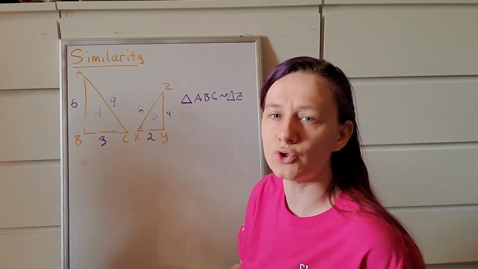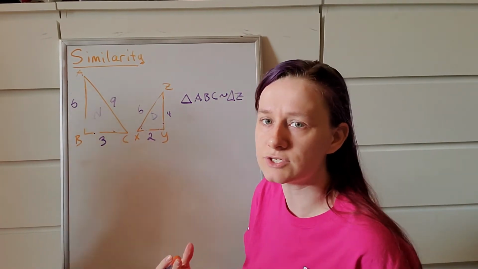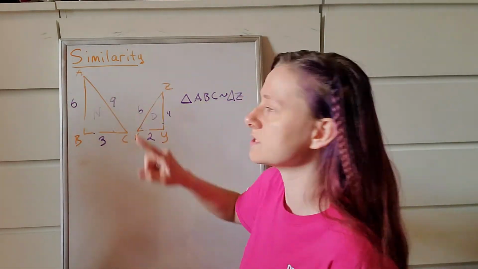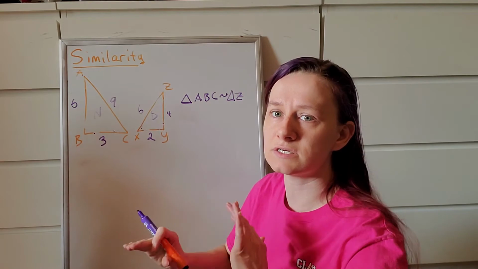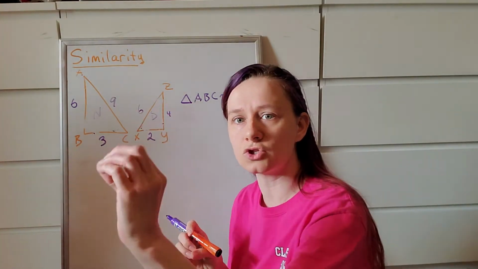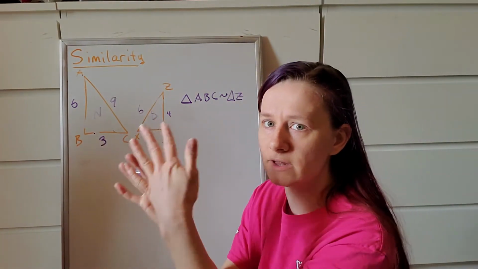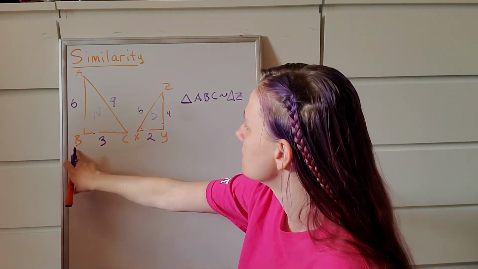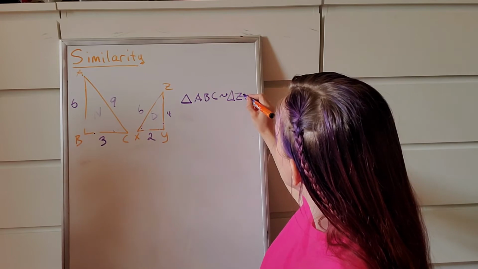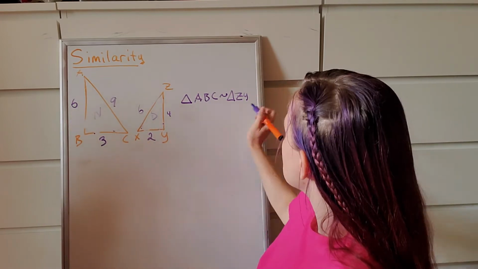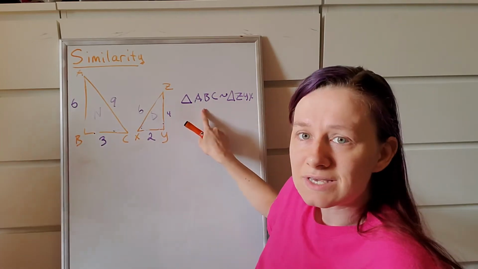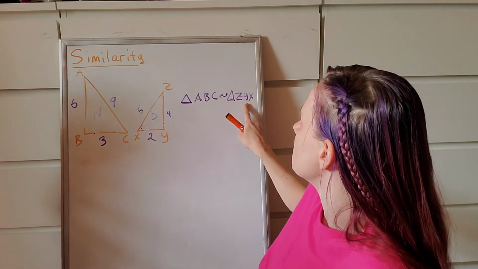And it helps if you look at the transformations because it's a little easier to see, okay, it's a reflection. A goes with Z. Than it is to sometimes try and match up, okay, this is the long one and this is the short one and this is the angle that's between. And then B goes to Y. So C goes to X. So triangle ABC is similar to triangle ZYX.